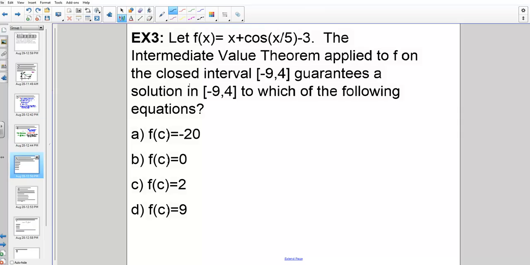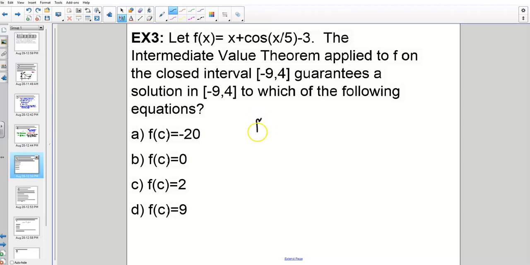Basically we're saying f of c has to equal which one of these, right? It's telling us the intermediate value theorem applies, so even if we don't know if this is continuous, it's telling us that it does apply, so it has to be continuous. You don't have to think too hard about that. With the intermediate value theorem, I would need to find f of -9 and f of 4, and then those would be my upper and lower limits, and then f of c has to equal something in between them, right?